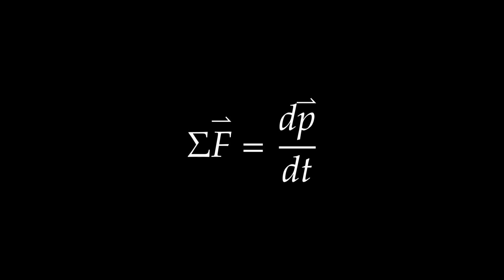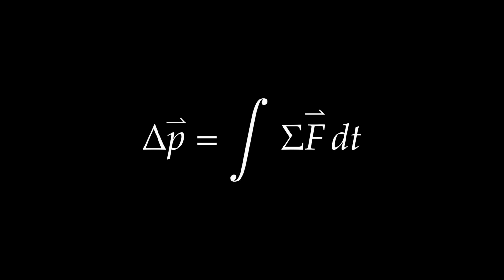The sum of all the forces is equal to the rate of change of the momentum. I've left the harpoons off because I understand that both the force and the momentum are vector quantities. When I rearrange this, I get my impulse law: the total change in momentum is the integral of the net force, and these forces are external forces, because forces internal to the system are action-reaction pairs and they sum to zero. So, the sum of all the external forces dt.